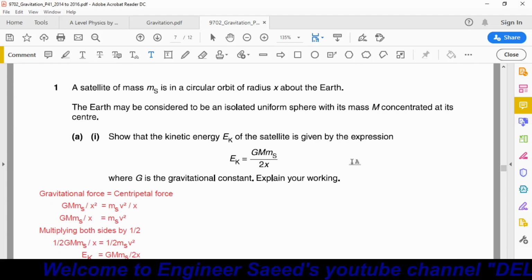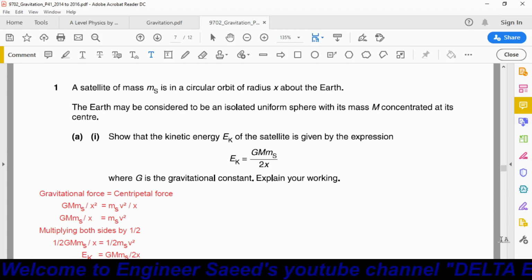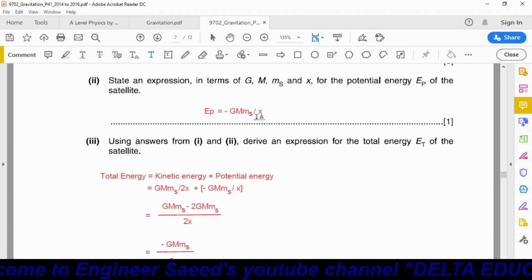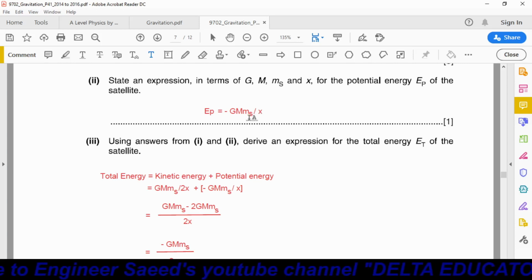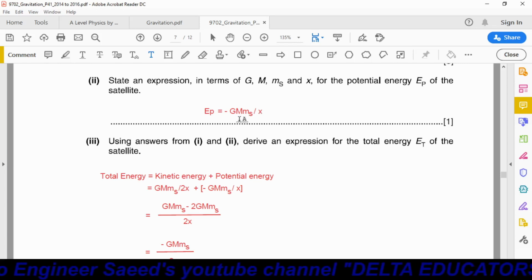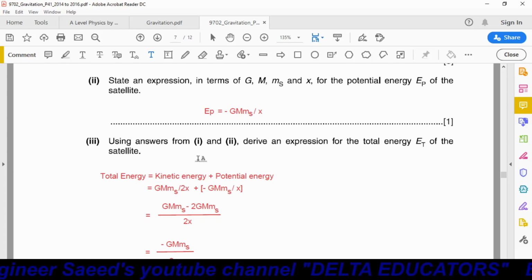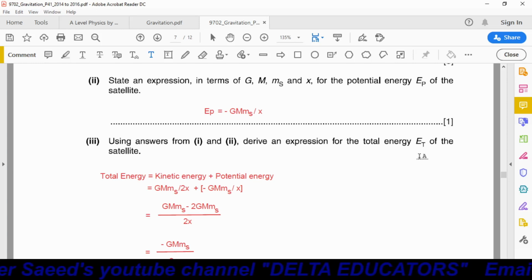And the distance between them is x. Radius about the Earth is x. So in place of r, we are using x here. x is the distance between them. This small m is mass of the satellite and this capital M is mass of Earth. Okay, using answers 1 and 2, derive an expression for the total energy E_T of the satellite.